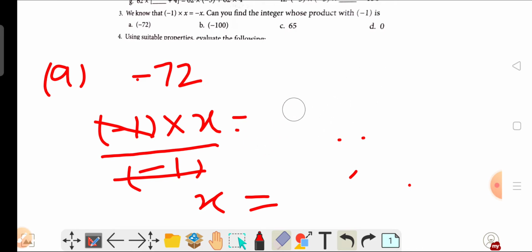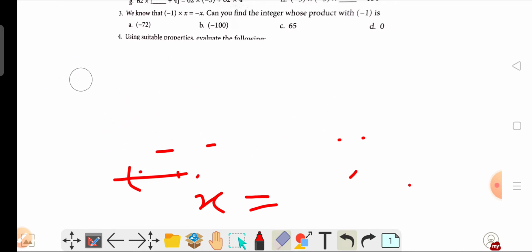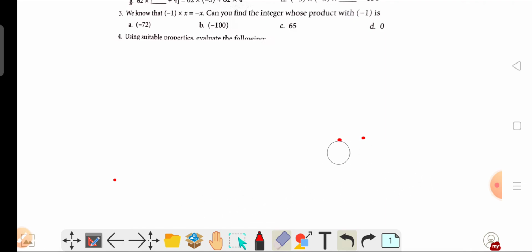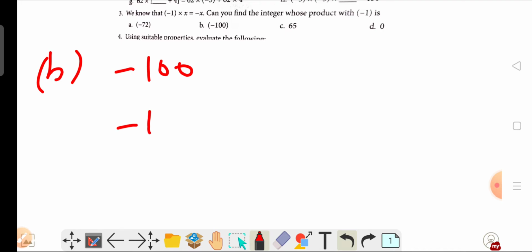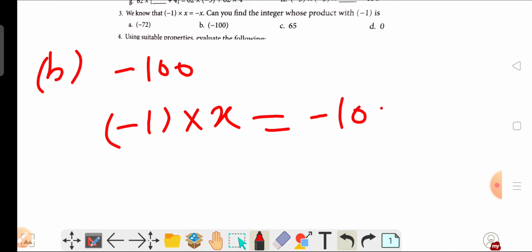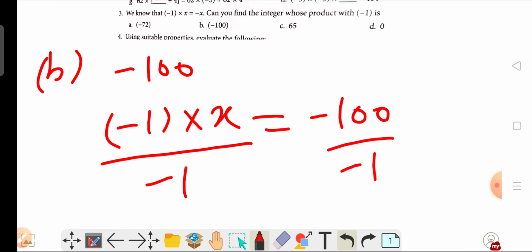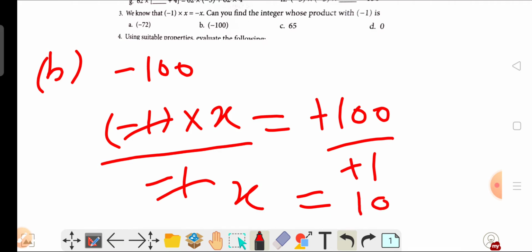So what is the b part? In your b part, the value of minus x is given as minus 100. So here what we have, minus 1 multiplied by x is equal to minus 100. Again we do the same thing, we divide both sides by minus 1. What will we get? Here we have only x, and here this minus got cancelled, and this is equal to plus 100. So the value of x in b part will become plus 100. Clear?